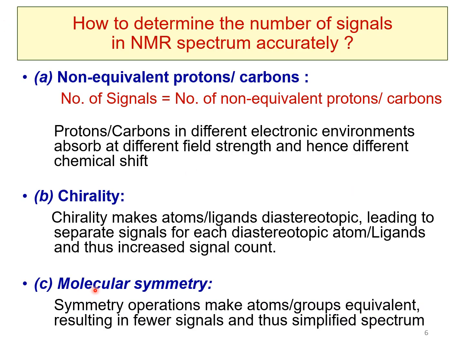Tip number 3. Look at molecular symmetry as it plays a crucial role in analyzing the NMR spectrum. Find out symmetry elements such as rotation axis, mirror plane, inversion center, and improper rotation axis. These operations make the atoms and groups equivalent, resulting in a smaller number of signals and thus give a simplified spectrum.